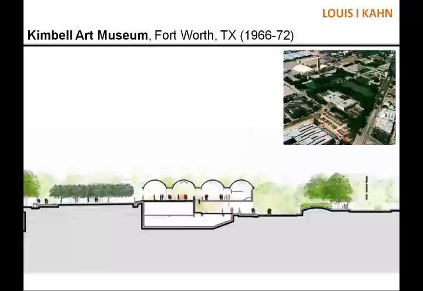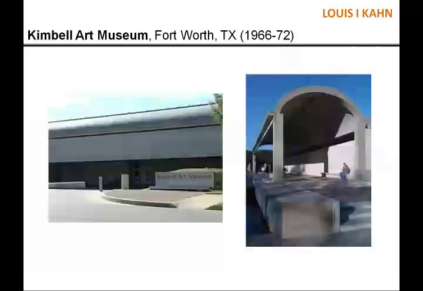And here you can see the cross section. You'll notice that the landscaping continues, the planting of the trees continues the same bay articulation that Kahn uses in the building. So you have the alleys of trees continuing the layering structure of the outdoor spaces. Again, here the detailing of that geometry.